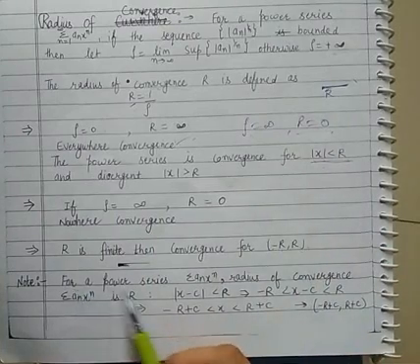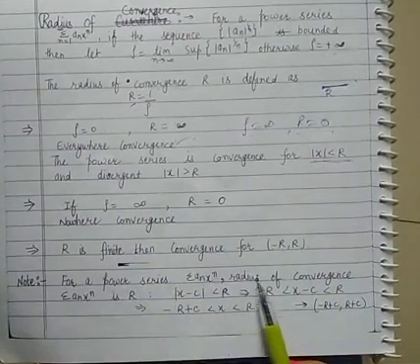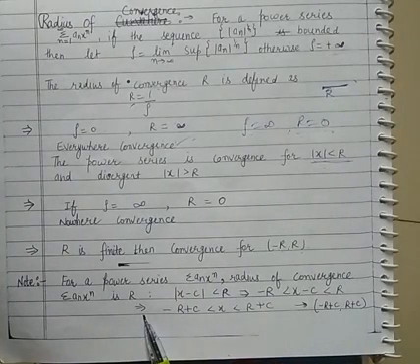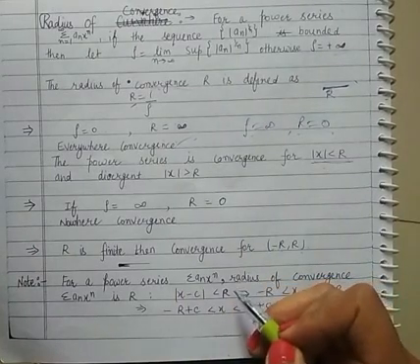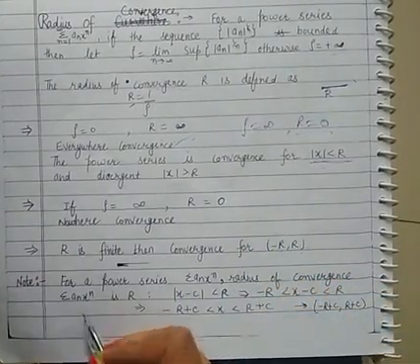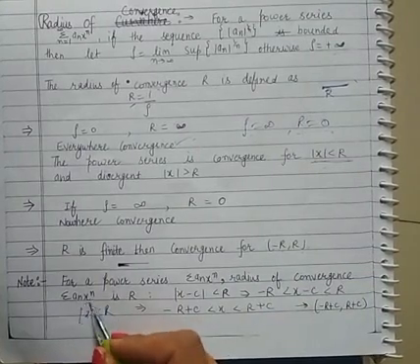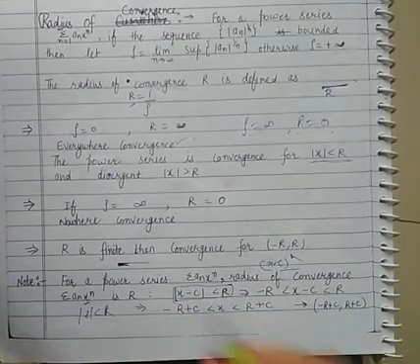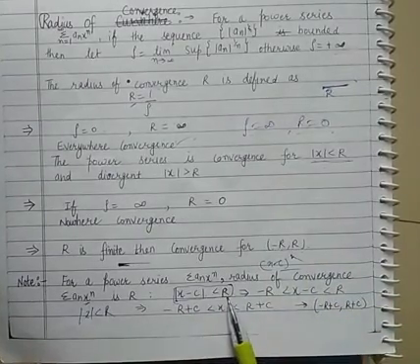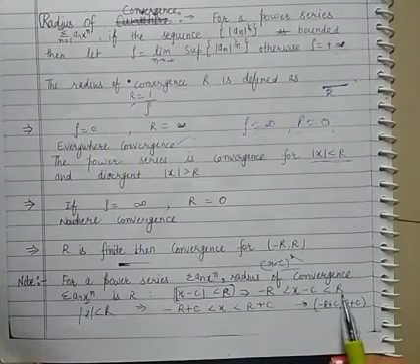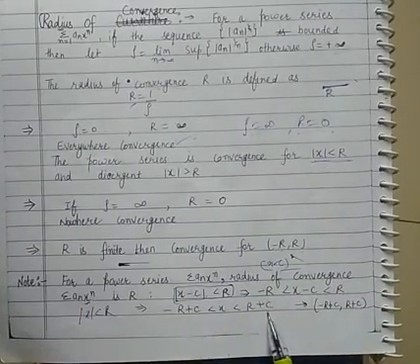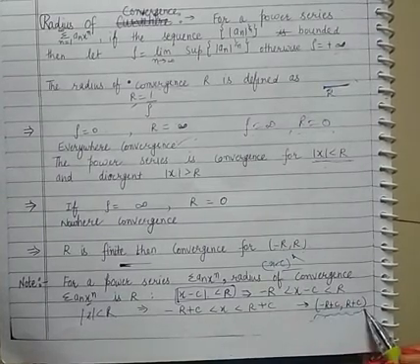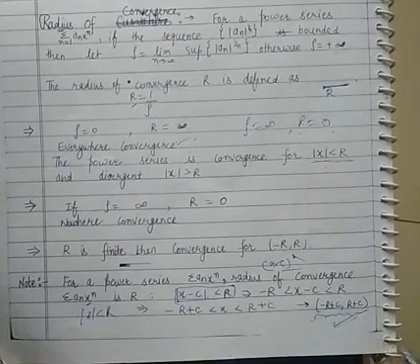So for a power series summation a n x power n, the radius of convergence is r. This implies mod x is less than r, and if this is for (x minus c) power n, then mod x minus c has to be less than r. When you open it, you get minus r to r for x minus c, and you take c outside. So your domain of convergence comes out to be from minus r plus c to r plus c. This will be more clear in the examples.